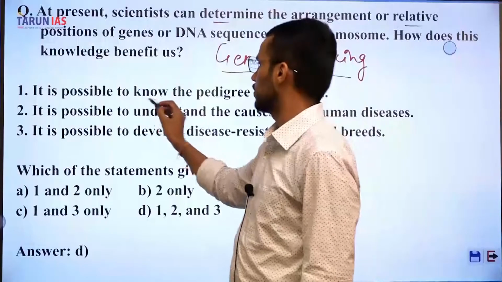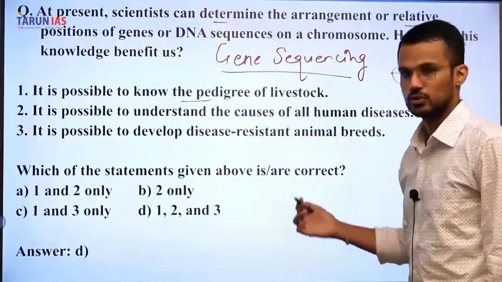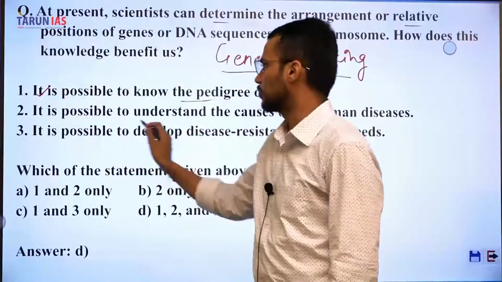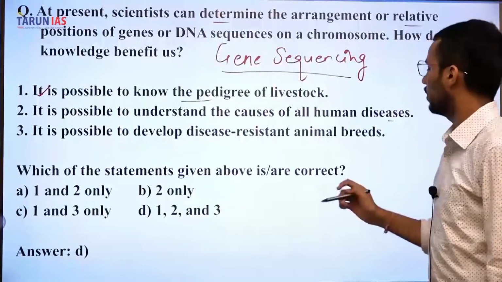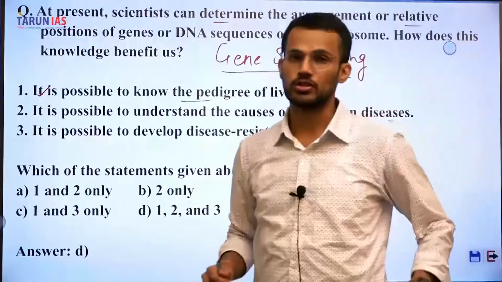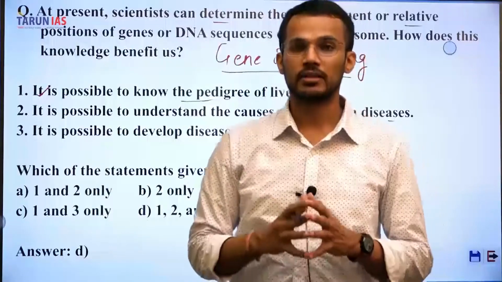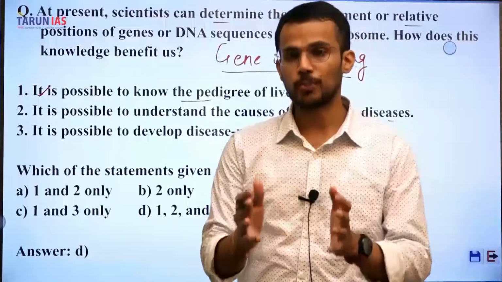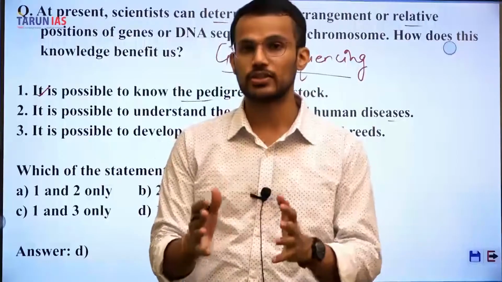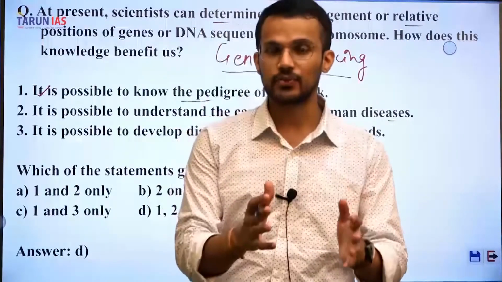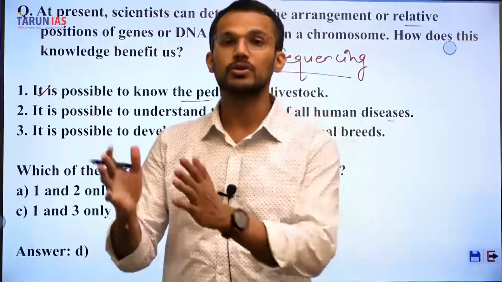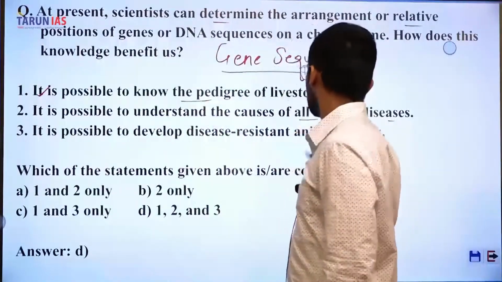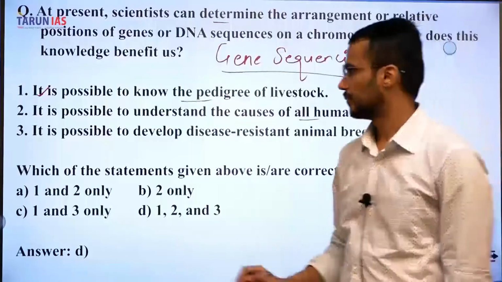So first, it is possible to know the pedigree of livestock. So yes, based upon this, we can easily identify the pedigree of livestock. Second, it is possible to understand the causes of all human diseases. That is also possible if we are aware of the genetic sequence related to human beings. Because based upon the analysis of the gene sequence of human beings, we can identify the genes which are vulnerable to certain diseases, and hence our knowledge with respect to the cause of human disease will increase.